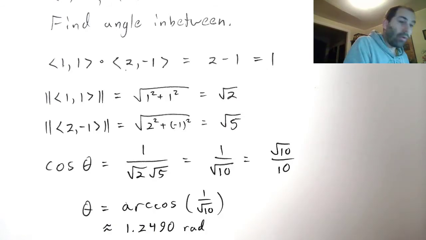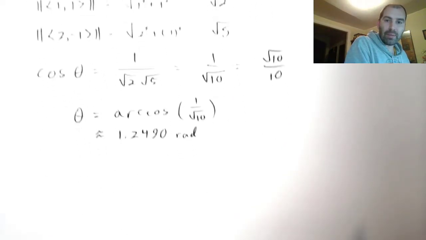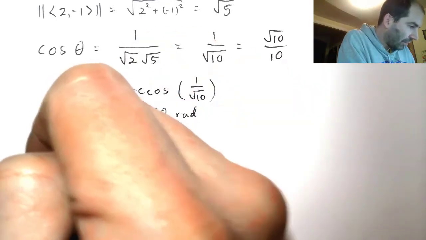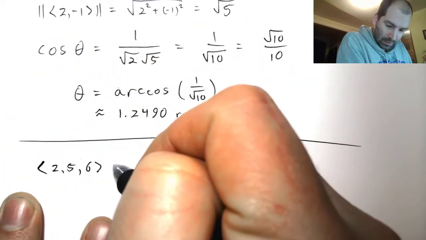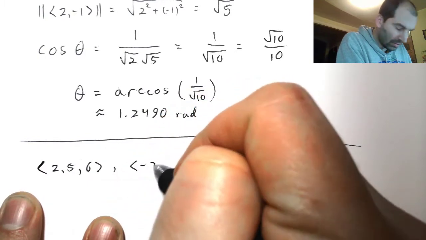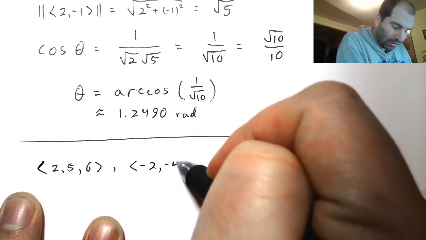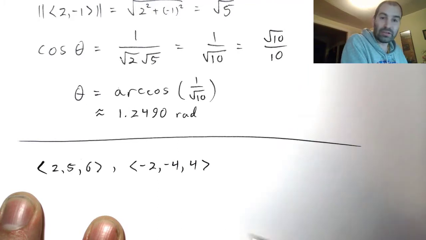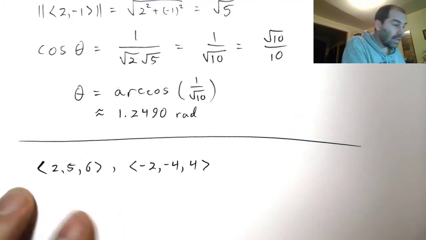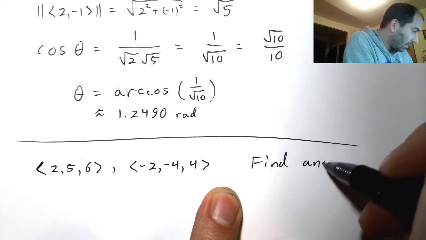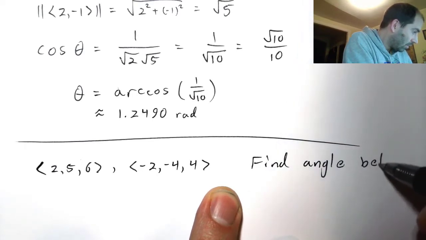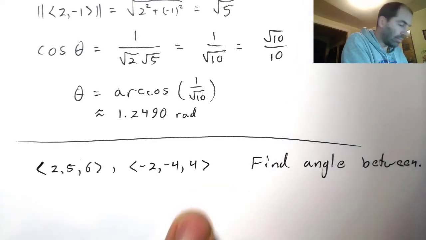Okay, let's just do one more. I'm going to write down a couple other vectors here. This will be a quick one. Notice we don't need to be doing things in a particular dimension. This works in any dimension, 2 dimensions or 3. All right. So what did we do? Find the angle between these.